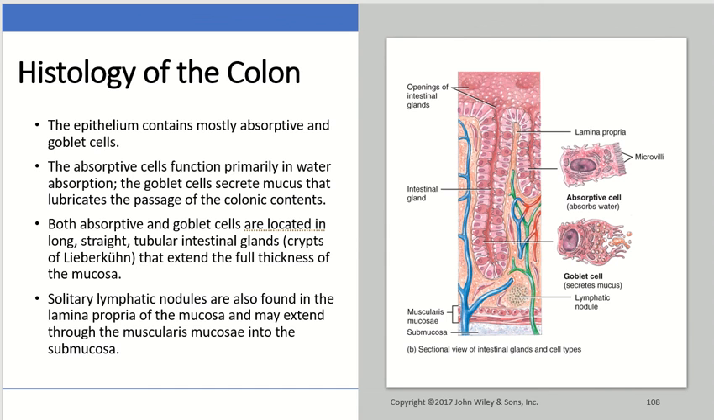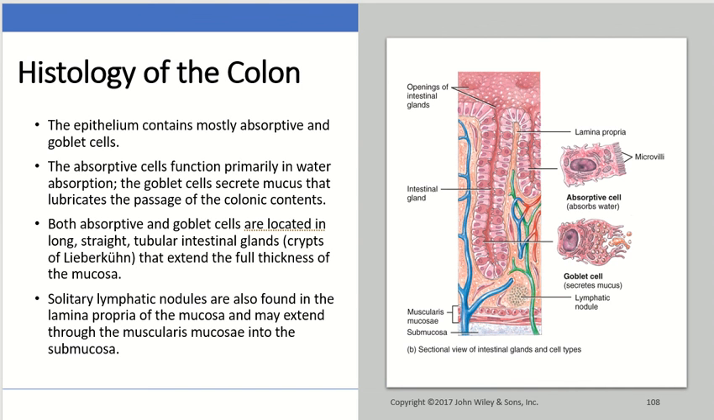So both absorptive and goblet cells are going to be located in these long, straight, tubular intestinal glands called crypts of Lieberkühn, also called tubular intestinal glands. These intestinal crypts, we can call them. These are going to extend the full thickness of the mucosa.